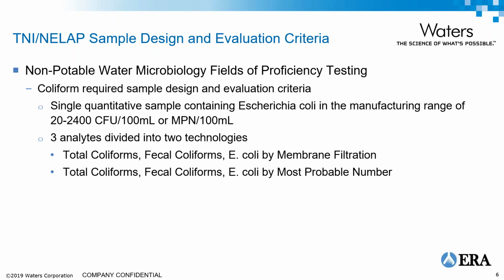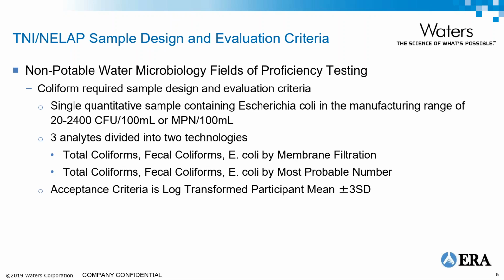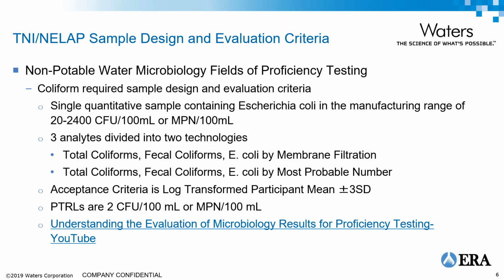The acceptance criteria that we have to follow is all done in log transformed participant mean and standard deviation. The PTRLs for these products are 2 CFU per 100 mL or 2 MPN per 100 mL. Now the statistics are pretty involved, but we have done a webinar previously on that called Understanding the Evaluation of Micro Results for Proficiency Testing that you can access through the website. It'll go into a lot of the details on how we are required to handle the data sets. So if you're interested in that, that information is available for you.